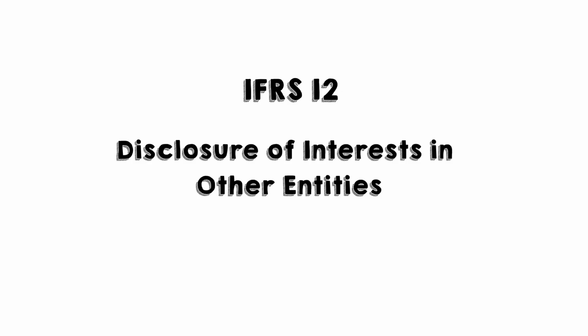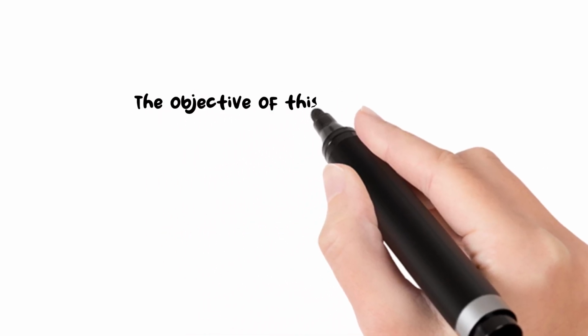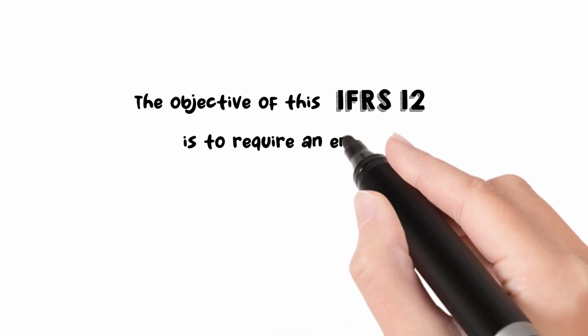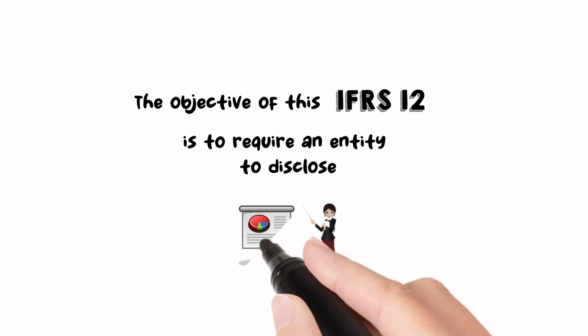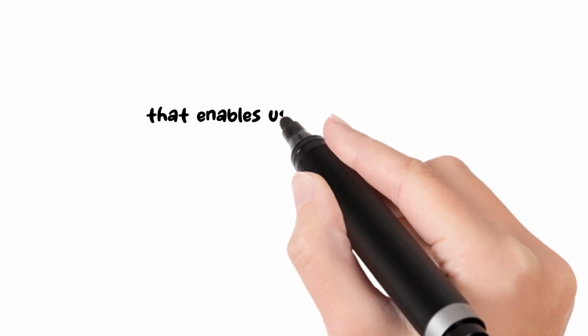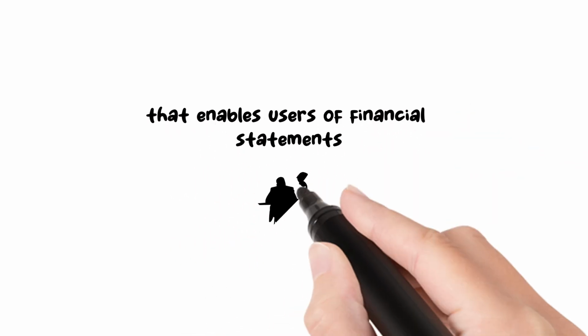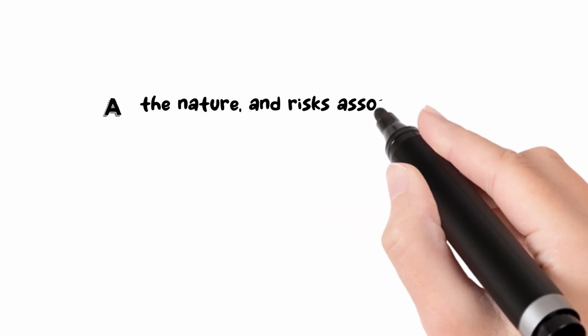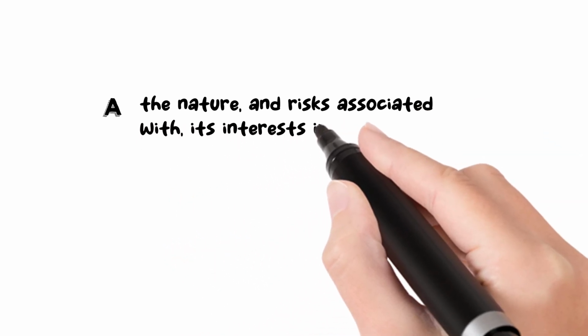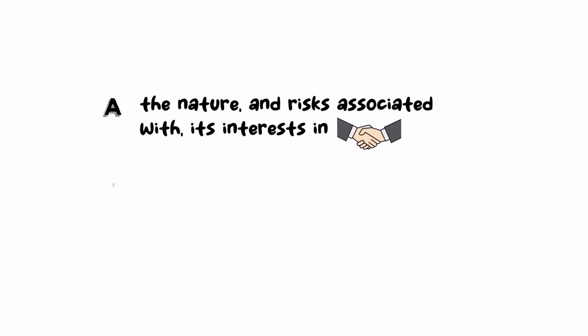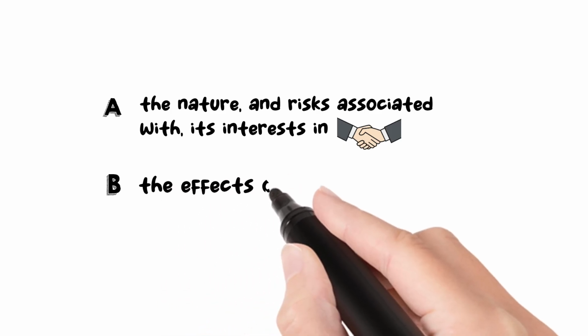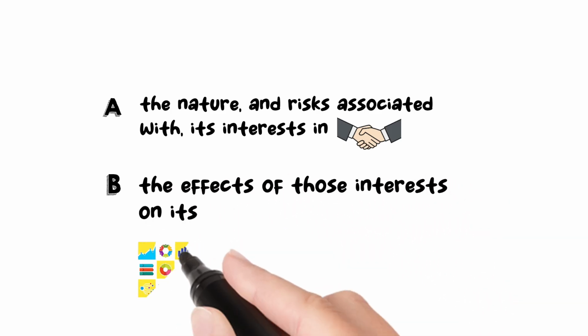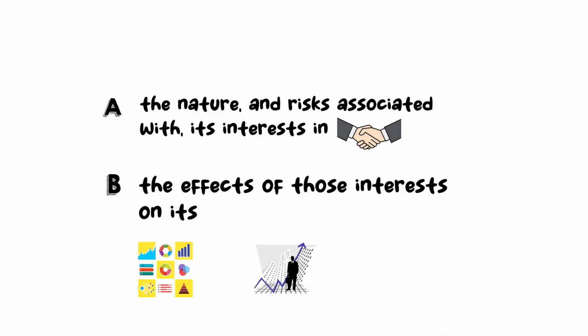IFRS 12. Disclosure of interests in other entities. The objective of IFRS 12 is to require an entity to disclose information that enables users of financial statements to evaluate: A, the nature and risks associated with its interests in other entities; B, the effects of those interests on its financial position, financial performance, and cash flows.